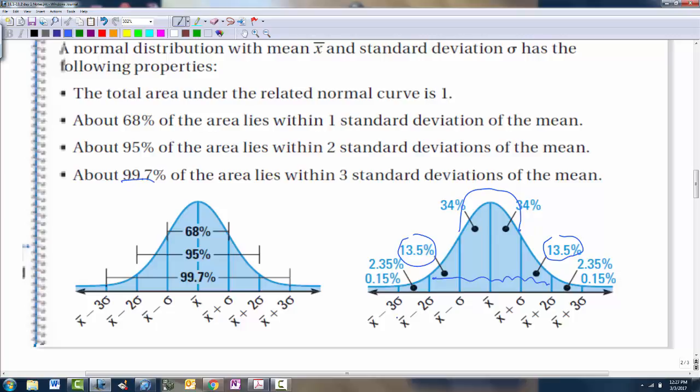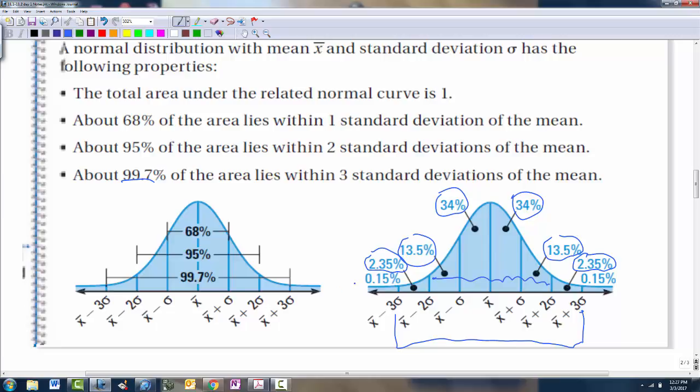99.7% of the data falls within 3 standard deviations of the mean. If you do the math, the difference between 95 and 99.7, that leaves 2.35% of the data between the second and the third standard deviation from the mean. So these are what hold true for any normally distributed situation. Right? And then that leaves 0.3% left. Anything past 3 standard deviations, there's only 0.15% of the data. And then same thing on the other side to the left.